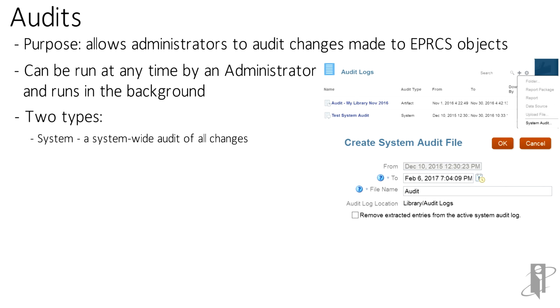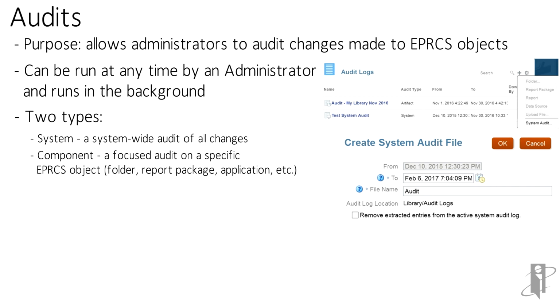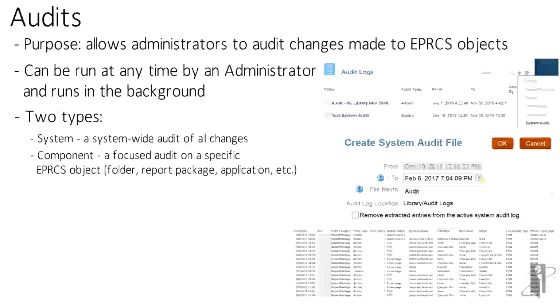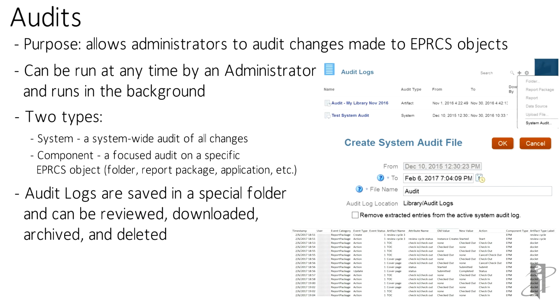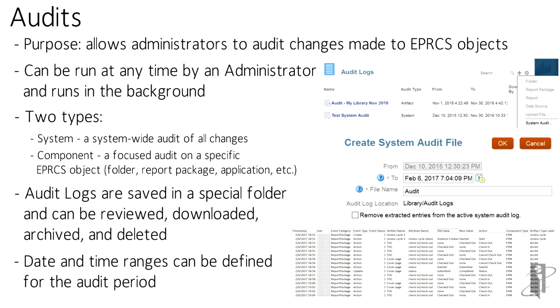There's a system-wide audit of all changes to all objects. There's also an object audit, which is a focused audit on a designated EPRCS object, like a folder or report package. Audit logs are saved in a special folder, and they can be reviewed, downloaded, deleted, and archived. When an administrator goes to run an audit, date and time ranges can be defined for that audit.